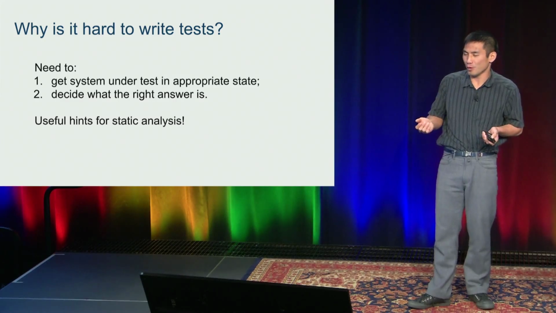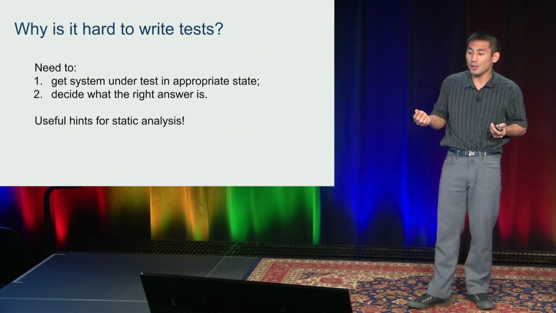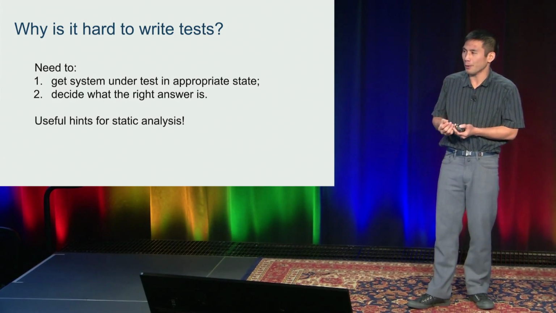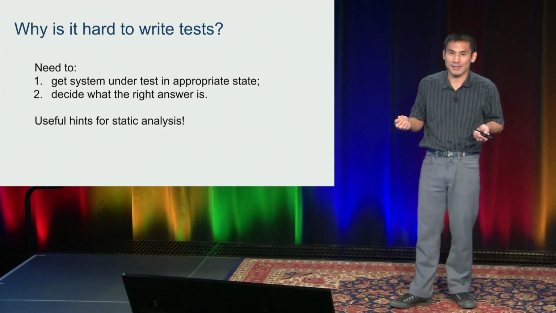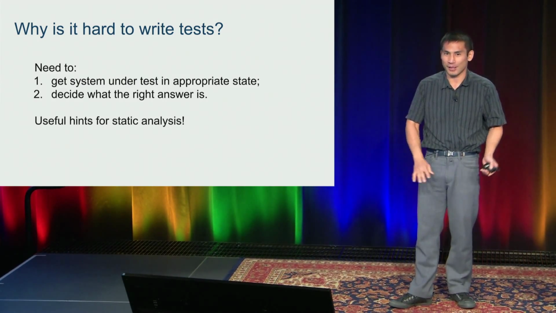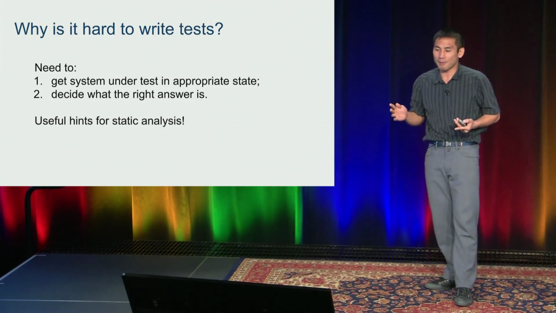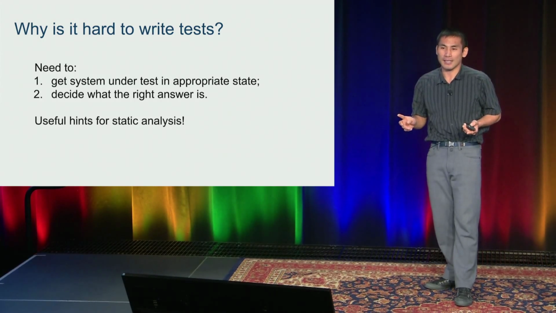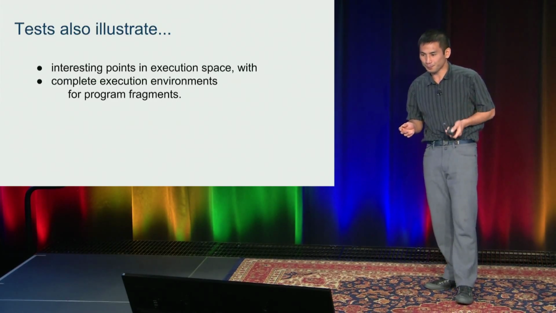Some other insights are, well, why is it hard to write tests? Well, there's a lot of challenges with writing tests. Two of them that I identified here are that you need to get the system under test into an appropriate state, and that's hard. And you also need to decide what the right answer is. That's also hard, and we had some talks. For instance, we had the image talk, and OK, so that's just hard. But you need to have both of these pieces of information to understand what to write in the test. And this information is also useful for static analysis. We should just use this information and do better static analysis with it.